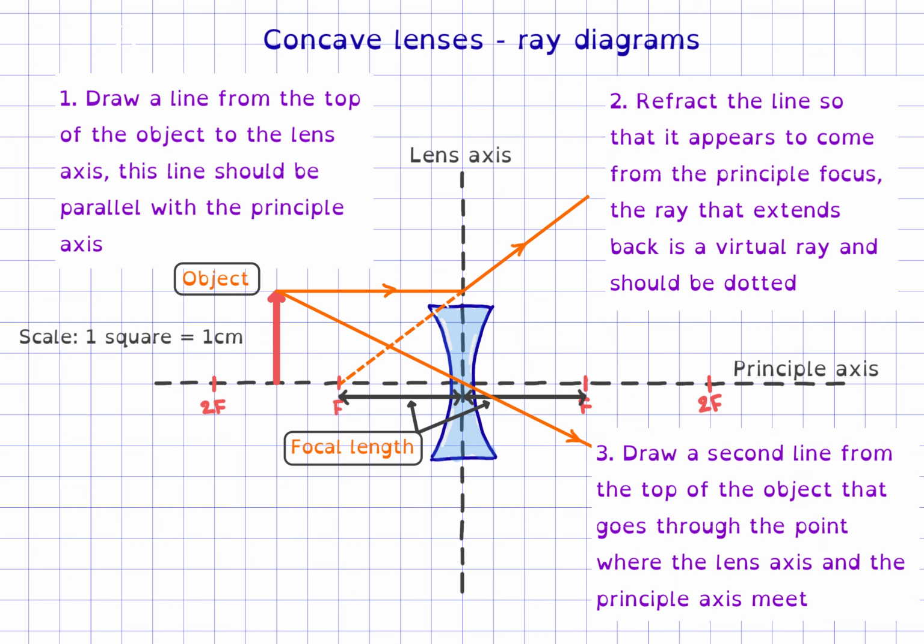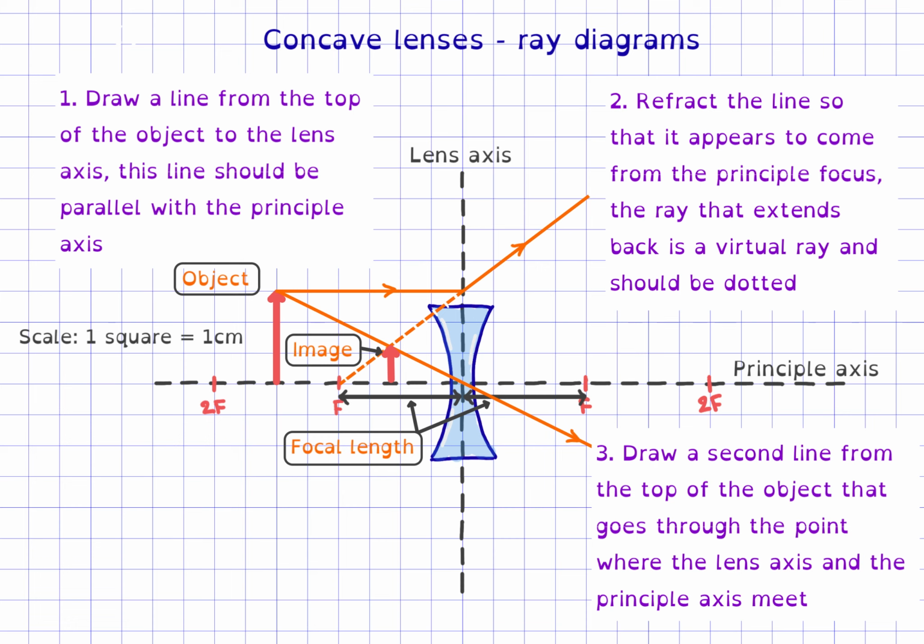Third, draw a second line from the top of the object that goes through the point where the lens axis and the principal axis meet. The image is formed where the virtual ray and the real ray coming from the top of the object and going through the principal axis and the lens axis cross over. This image is the right way up, it is smaller than the object, and it is a virtual image as it is made from at least one virtual ray.